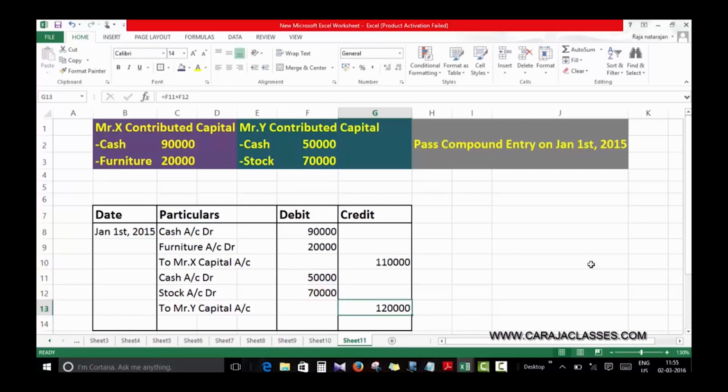So now we have captured all this, but this does not look that great, because if you notice, in a single transaction I have two debits, then one credit, then again two debits and one credit.